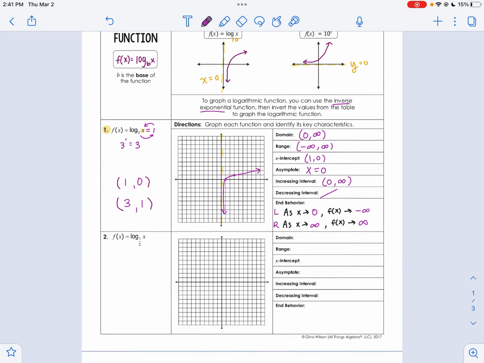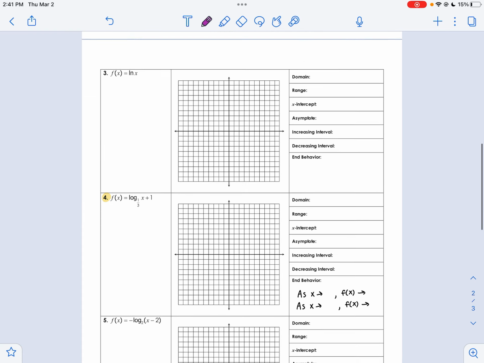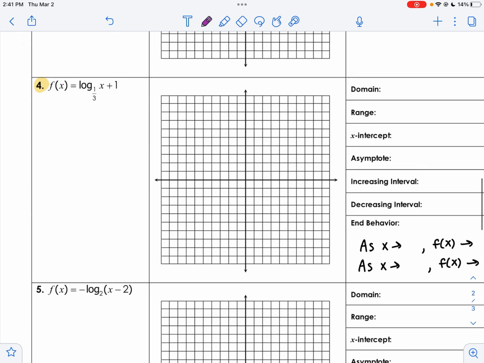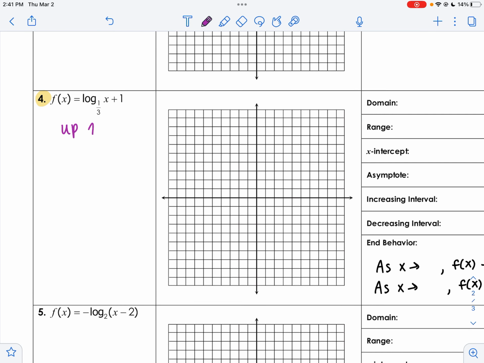Now, I want to scroll down a little bit. You can try some of these, maybe pause the video and try a couple as well. But number 4 is another good one for us to take a look at, because you should notice there's something different here, right? I've got a transformation. Now, you should know this is moving my graph up 1. So is that going to affect a vertical asymptote? No, nothing's going to affect that, right? But something that's on the inside, so something like this in number 5, that is going to affect my asymptote. This is going to make my asymptote 2, right?